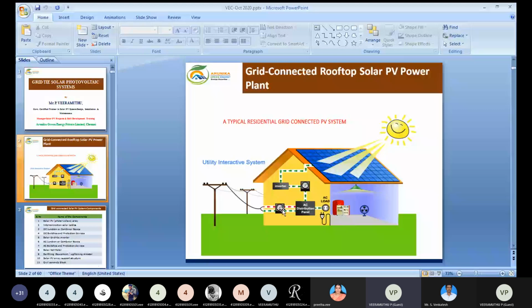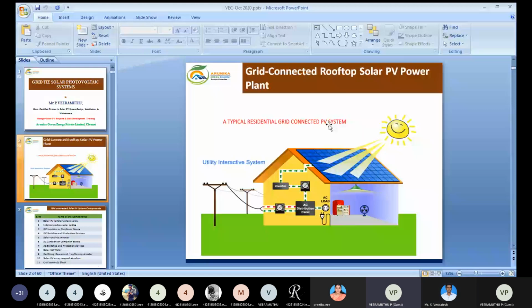Similarly, if your load is more than the installed capacity, the demand energy is taken from the electricity line through this net meter, and that imported value is recorded in the net meter. Finally, the net meter result is the export minus import value. You have to pay the electricity bill for this net value. So this is the concept of a grid-tie rooftop solar PV plant.